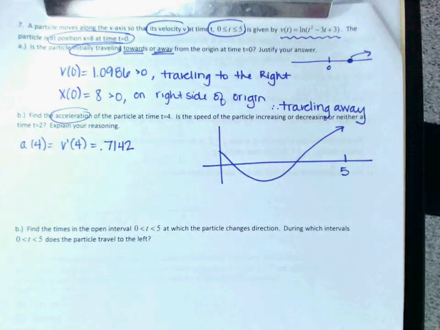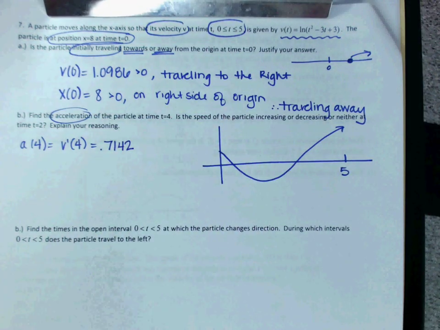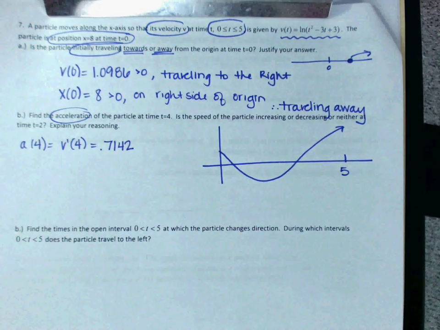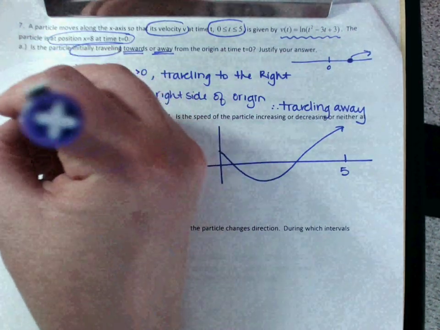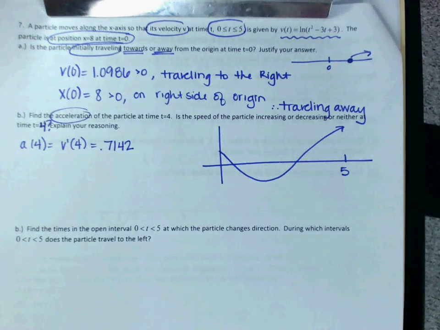0.7142. Then it says, is the speed of the particle increasing or decreasing at time? It should also say a of 4 right there, so if you will fix that, please. It should be the same time value we just did.